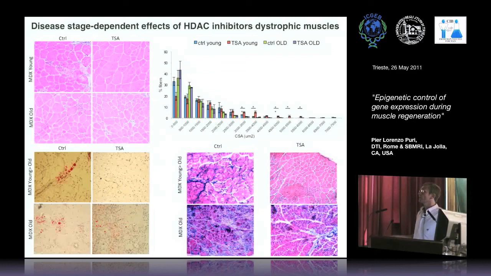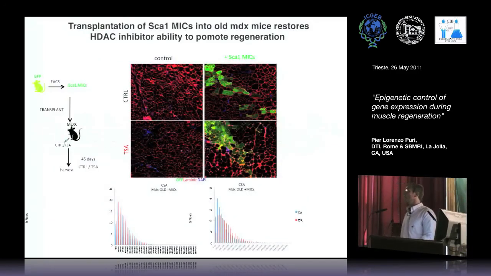As you can see, the cross-sectional area, which reflects the induction of regeneration, is induced in young dystrophic mice, but not in old dystrophic mice. The elimination of the adipogenic deposition is present in young but not in old mice, and the same for fibrosis. So what we thought is that simply transplanting muscle interstitial cells taken from young mice into old mice could restore the activity of deacetylase inhibitors. And this was actually what we observed.